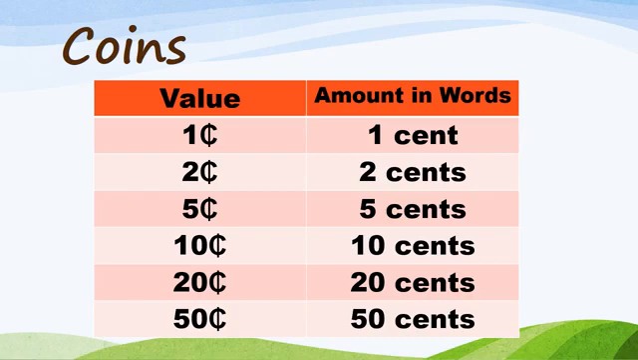So observe that in words, 1 cent doesn't end with the letter S because it is singular or only one. While on the other hand, the other values of coin, such as 2 cents, 5 cents, 10 cents, 20 cents, and 50 cents, they all end with S because it means that they are plural or more than one. Did you get it? Okay, let's continue.